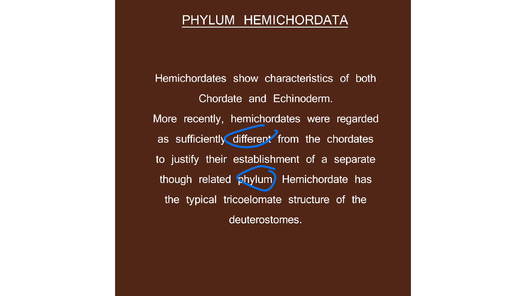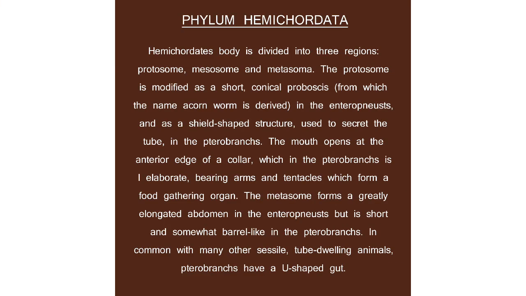You understand? Now, hemichordates are tricoelomates, and this tricoelomate condition is a typical structure of a deuterostome. Hemichordates have 3 body regions: the protosome, the mesosome, and the metasome. The protosome is short and conical. It's a conical proboscis from which the name acorn worm is derived.